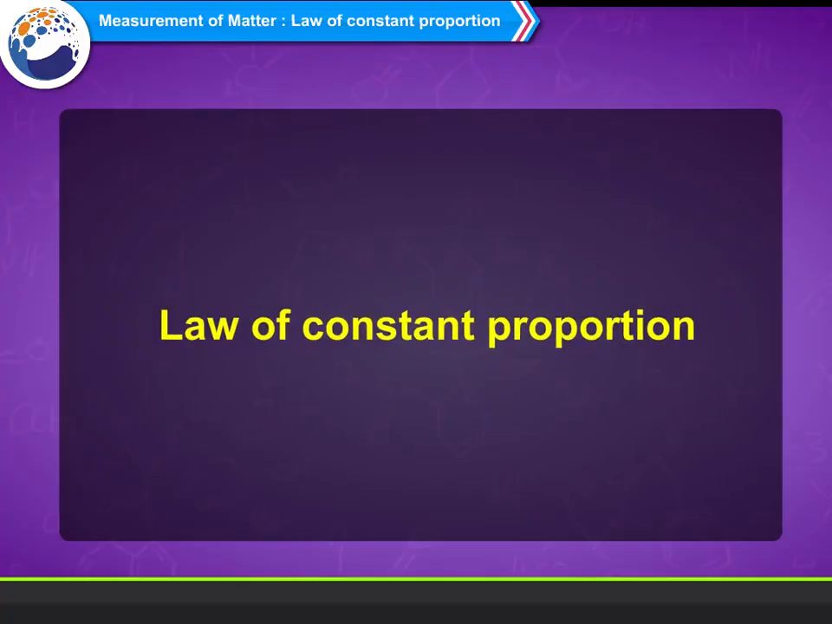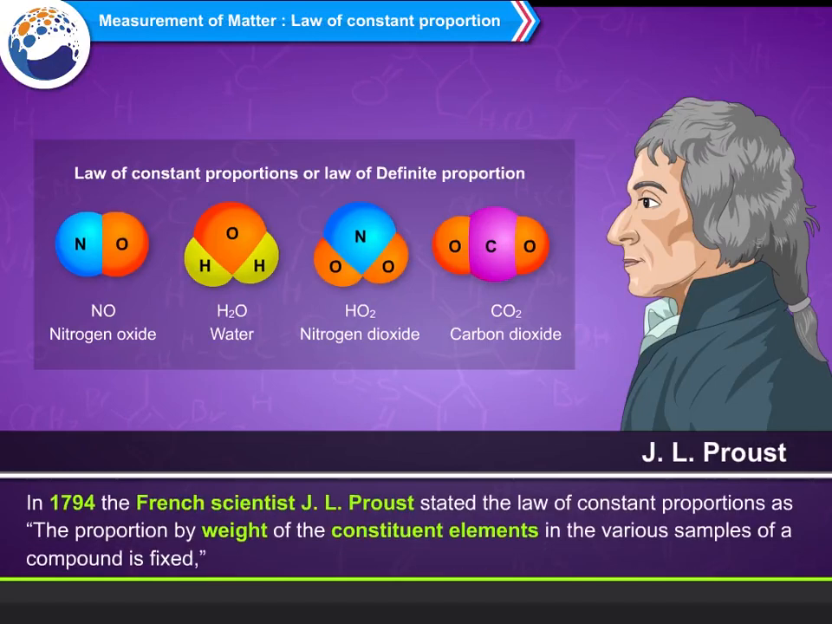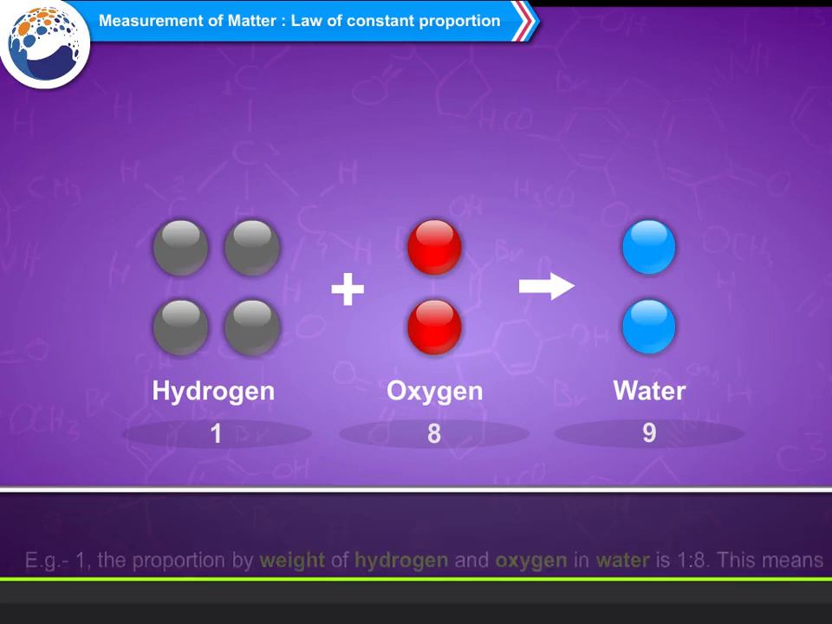Law of constant proportion. In 1794, the French scientist J. L. Proust stated the law of constant proportions as: the proportion by weight of the constituent elements in the various samples of a compound is fixed. Example 1. The proportion by weight of hydrogen and oxygen in water is 1:8. This means that 9 gram water is formed by chemical combination of 1 gram hydrogen and 8 gram oxygen.